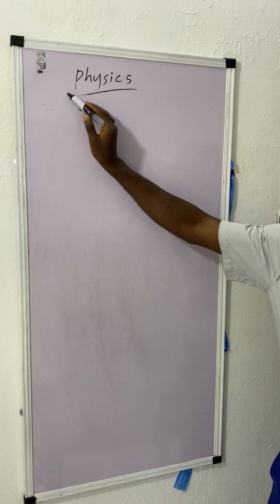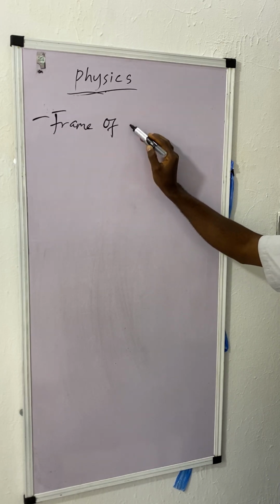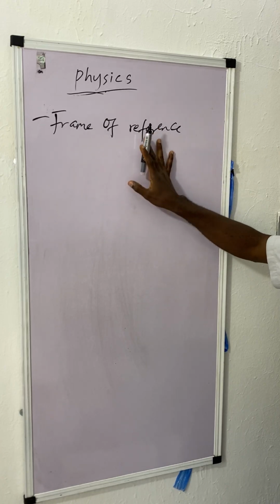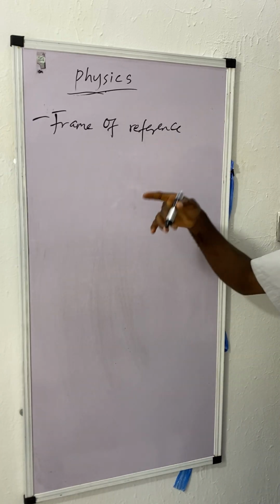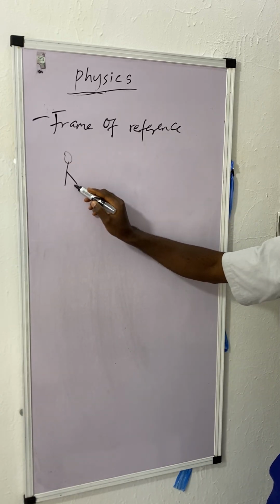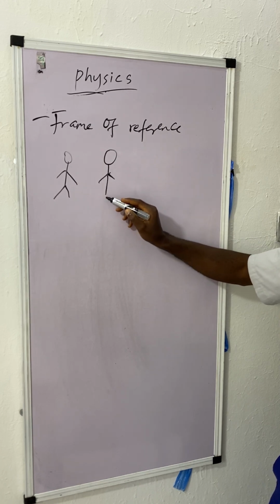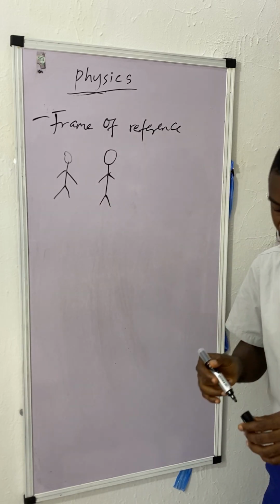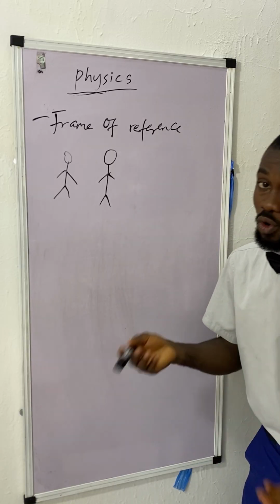So for relative velocity, we have to understand what is known as a frame of reference. What is a frame of reference? Frame of reference means something that you are using to measure another thing. Take, for example, you and I, we are running home. How do you determine if I am ahead of you or if you are ahead of me? Is it not using me as a frame of reference, using me to measure how fast you run or the distance you've covered?